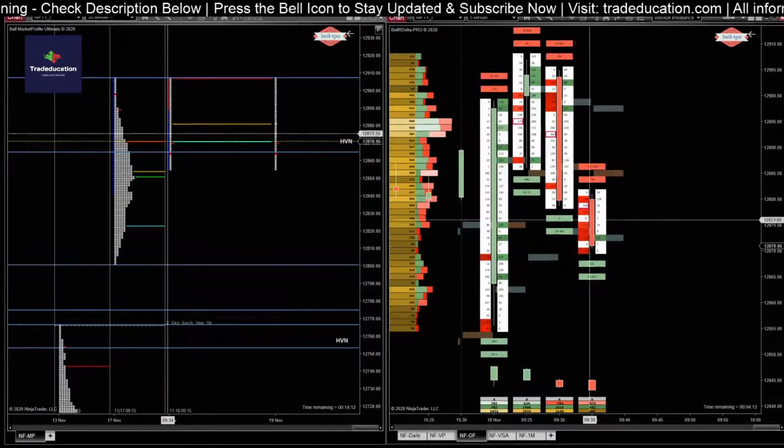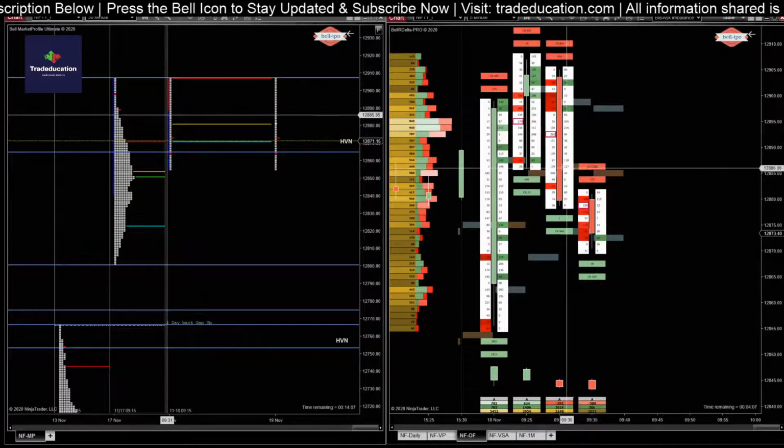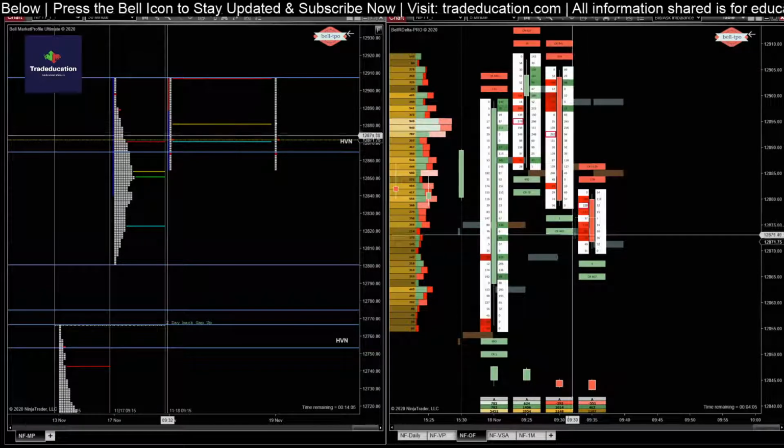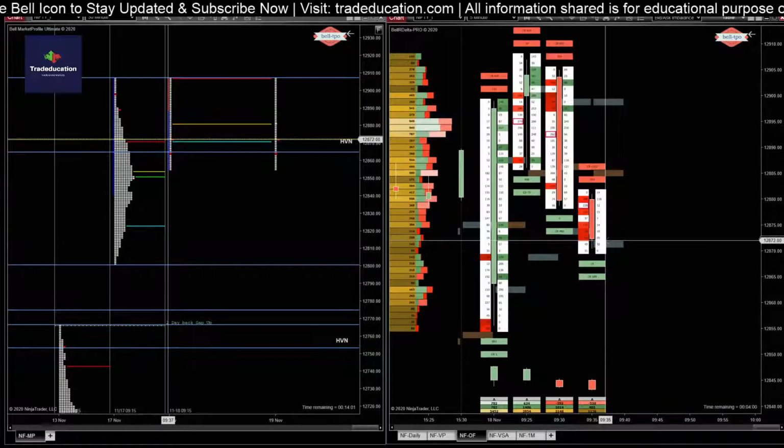A lot of people are looking at the fact that the auction has closed below VWAP. That's why momentum sellers are stepping in and trying to short the market. Okay.